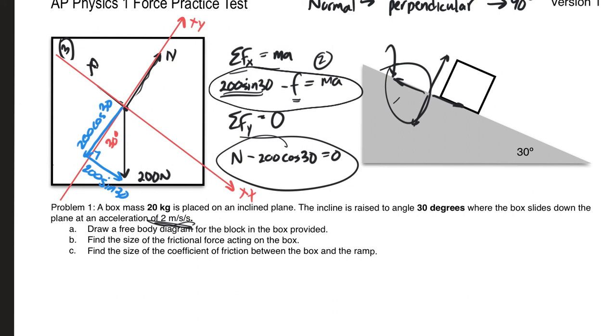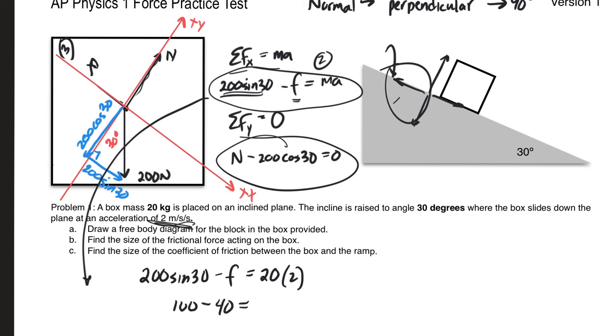All right, here. Find the size of the frictional force acting on the box. That's this one. So let's find the size of the frictional force acting on the box. To satisfy you guys, I'll write everything in place. Those are all the values that were given. The box is 20 kilograms, the acceleration was 2, the angle was 30. So mg was 200. So this suggests 100 minus 40 equals the frictional force. So the frictional force is 60 newtons. Without the units, it'll be wrong.